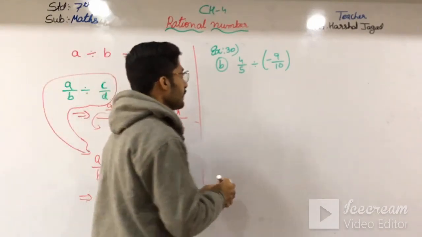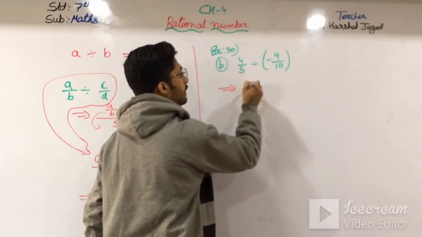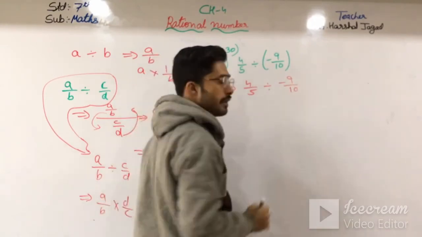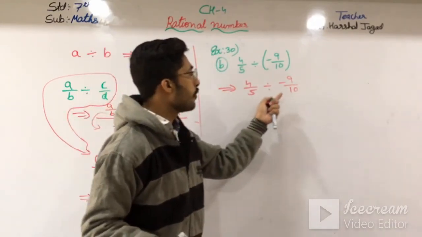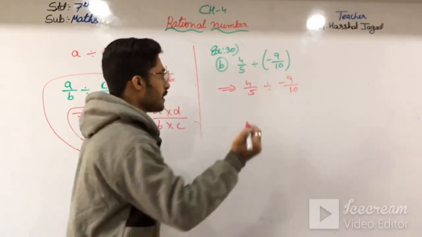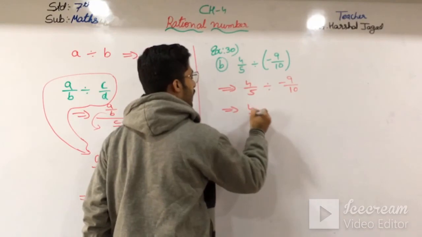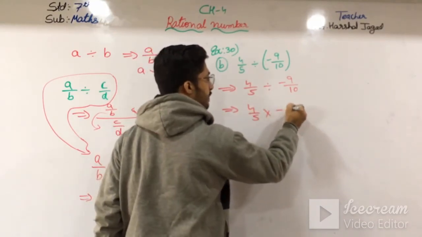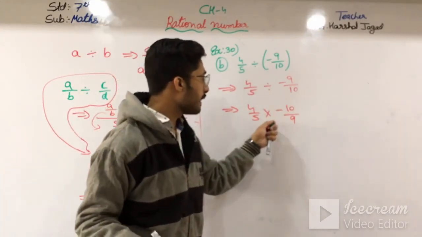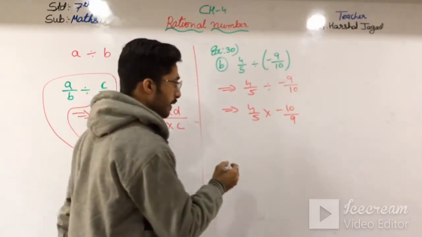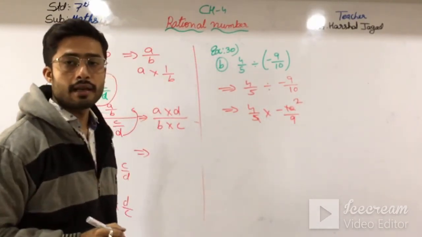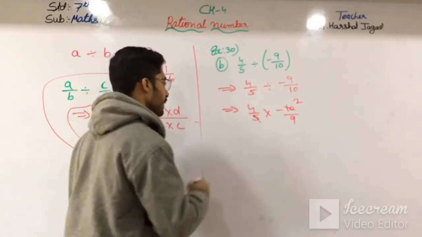Here it is easy. If 4 by 5 divided by minus 9 by 10 is given, then we take the reciprocal and change the sign from division to multiplication. So 4 by 5 into minus 10 by 9. We have just taken the reciprocal and changed the sign. Now I can cut this: 5 ones are 5 and 5 twos are 10. Yes or not, students? Yes, I can cut that.